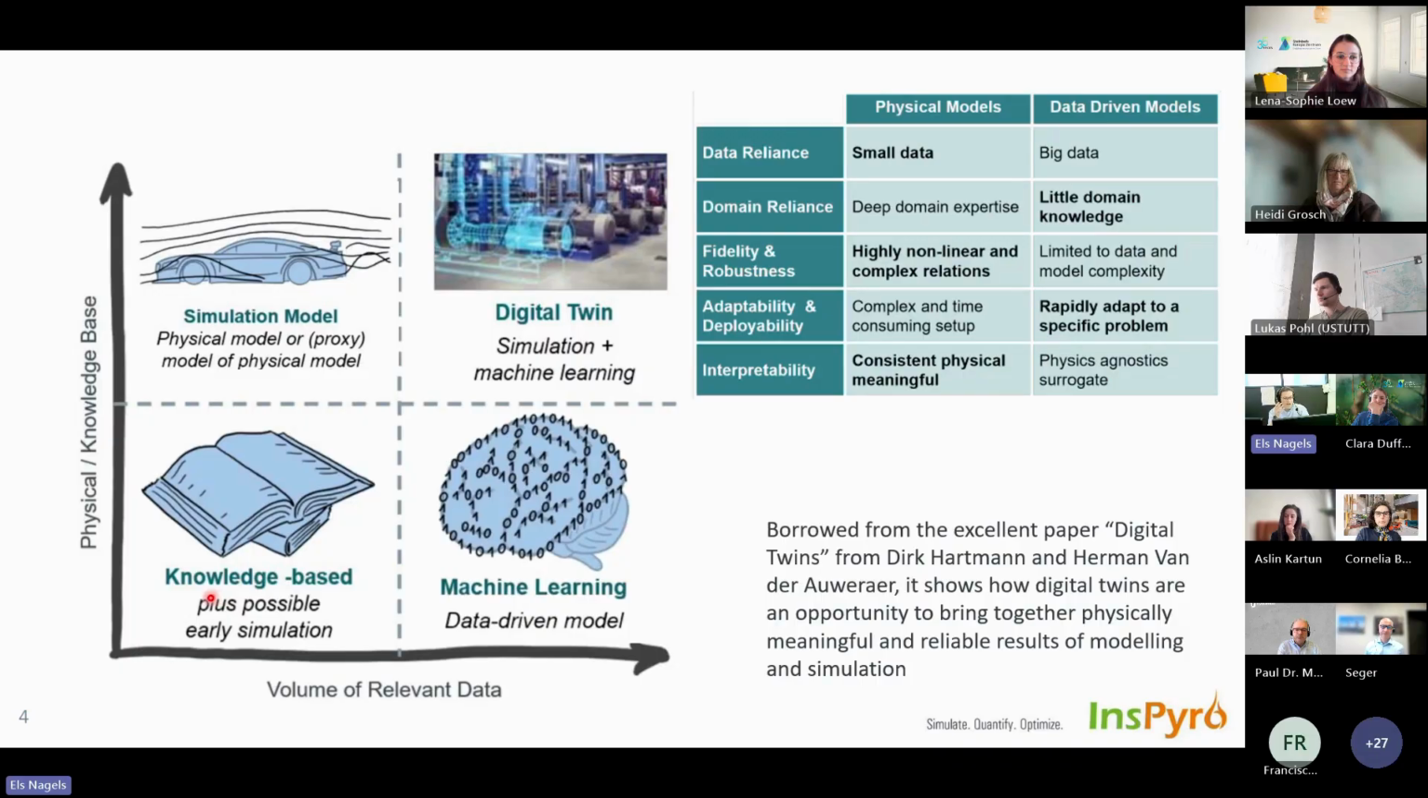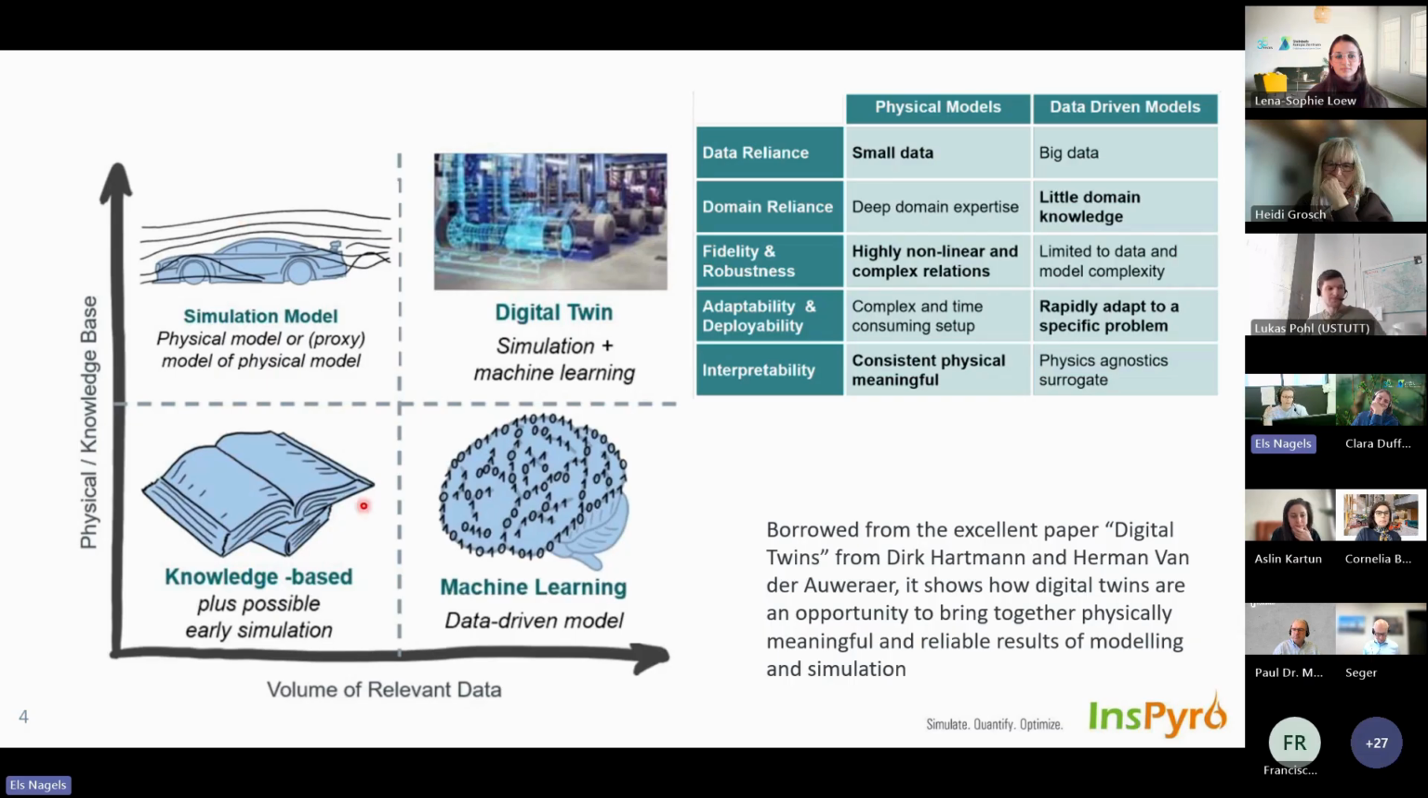Then you can have situations where you have very little data, but where the physics are very well described. Then you come into a simulation quadrant. In that situation, you can do calculations, you can predict what happens, but there is not sufficient data to calibrate or to verify or to make useful information.